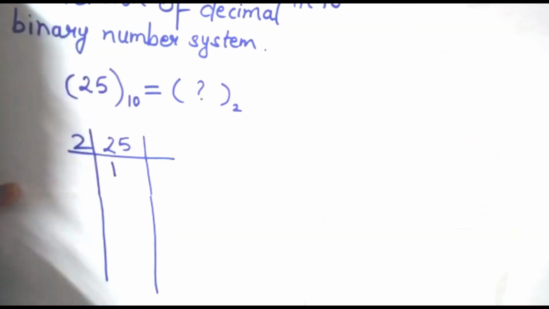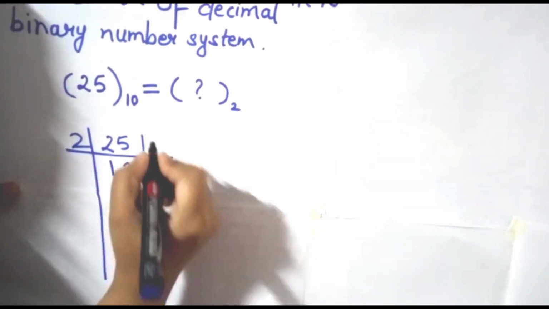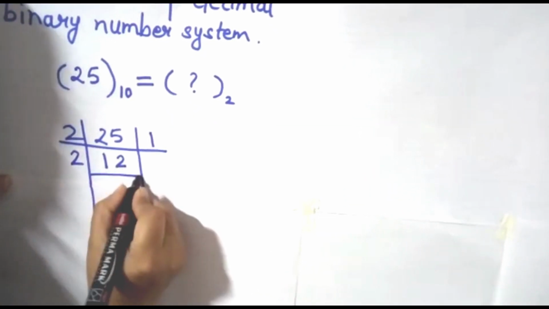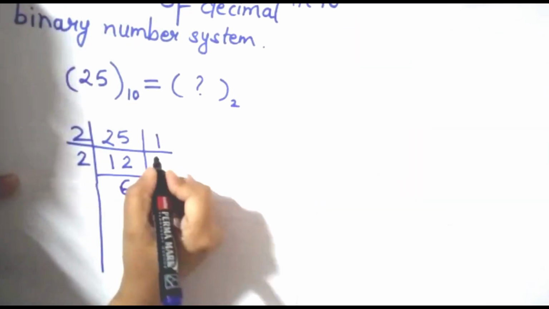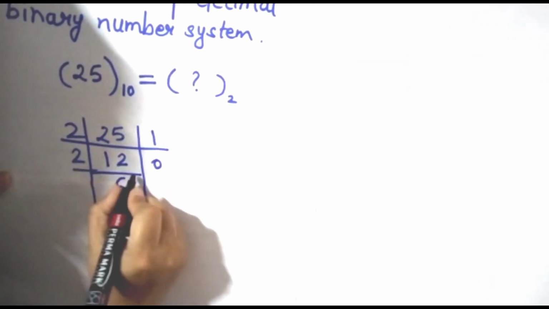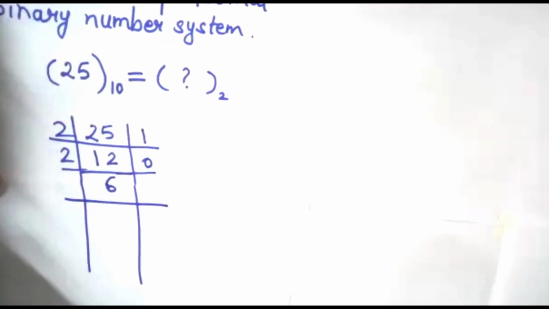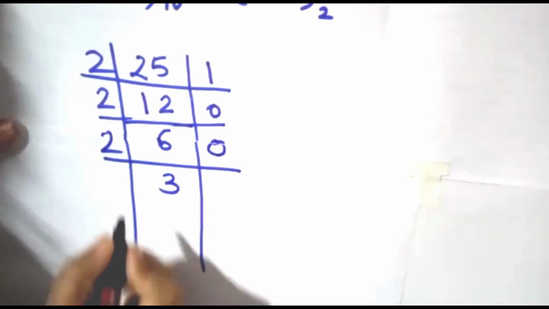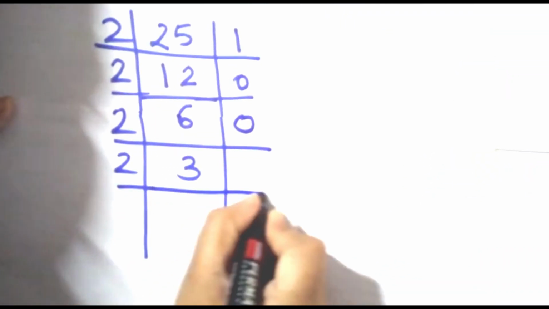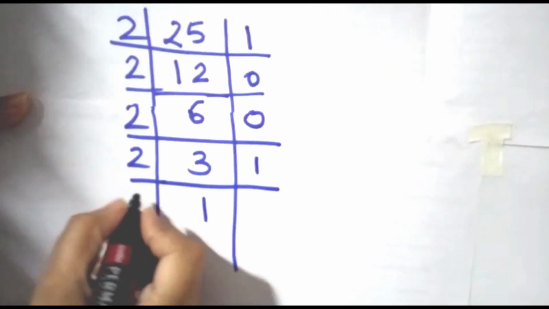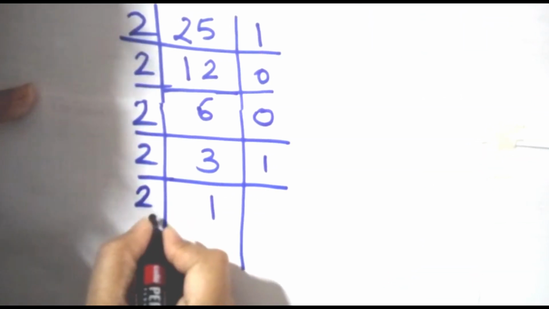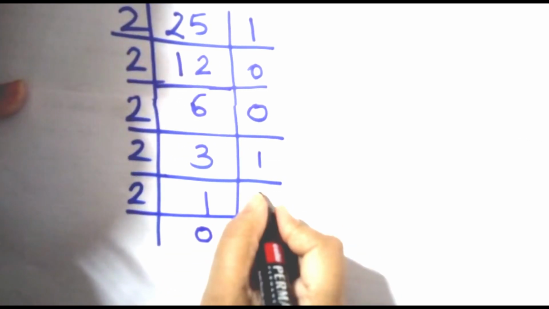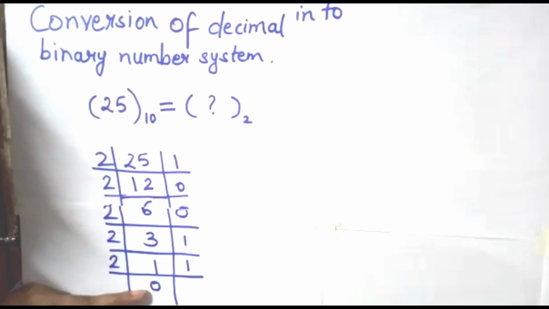2 ones are 2, 2 twos are 4, remainder will be 1. Again divide quotient by 2, 2 sixes are 12, remainder will be 0. Again divide it by 2, 2 threes are 6, remainder will be 0. 2 ones are 2, remainder will be 1. Repeat the procedure until you will get the quotient 0. 2 zeros are 0, so remainder will be 1.